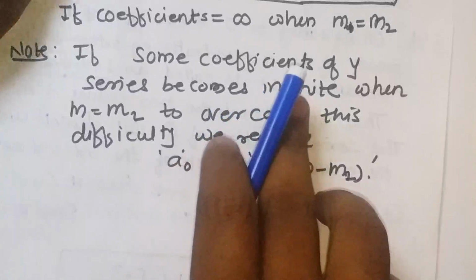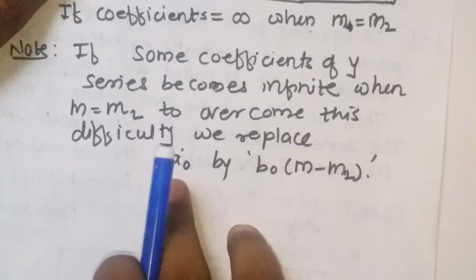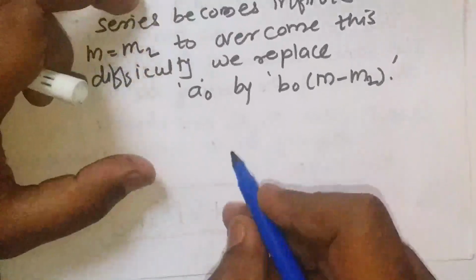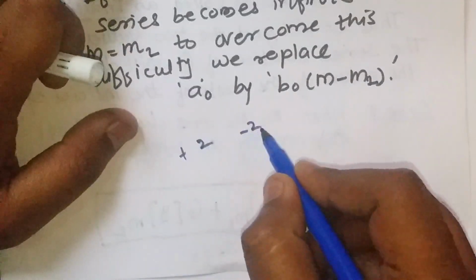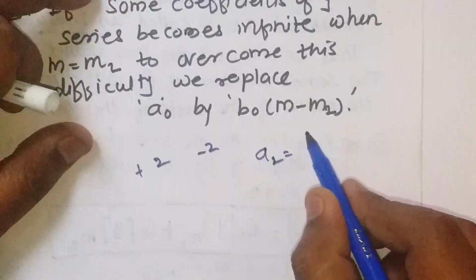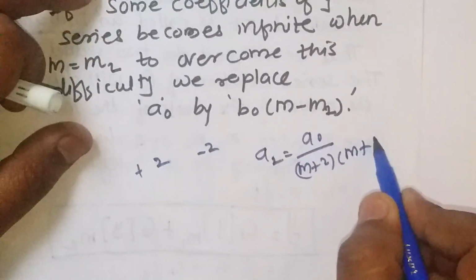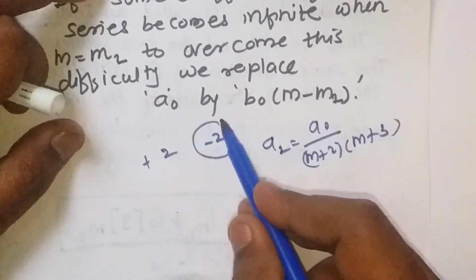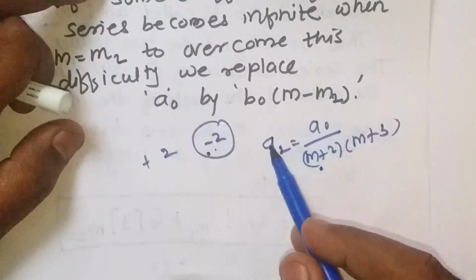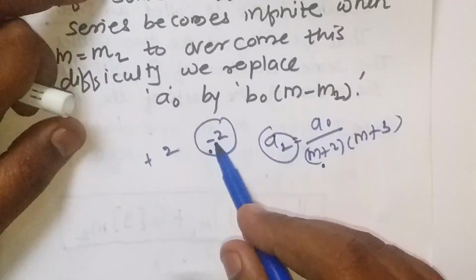In this case, for overcoming this difficulty, we first replace the value of a0 by b0 into m minus m2. For example, if you are having two roots plus 2 and minus 2, and you have constants of the type a2 equal to a0 by m plus 2 into m plus 3. Clearly at this value of m, this quantity becomes 0, because of that a2 becomes infinity, right? Means this coefficient a2 is becoming infinity at m equal to minus 2.